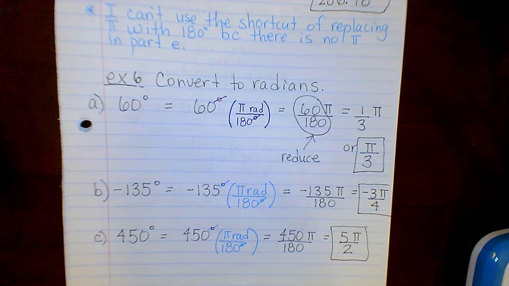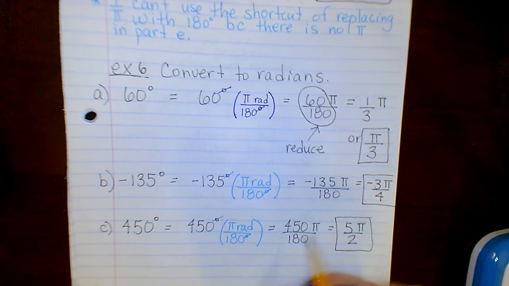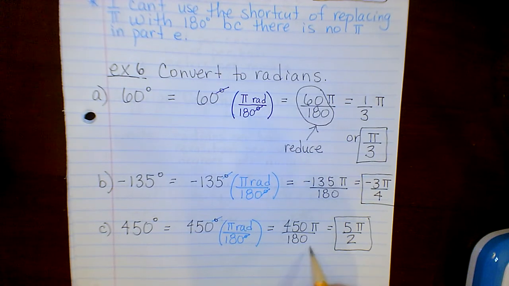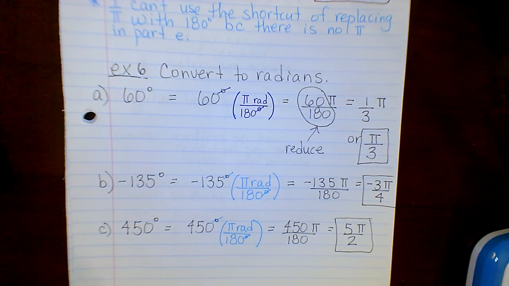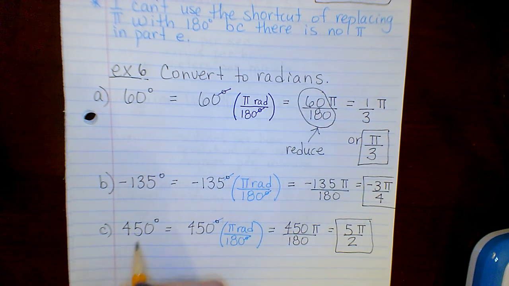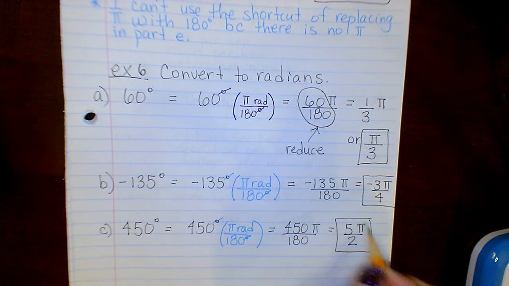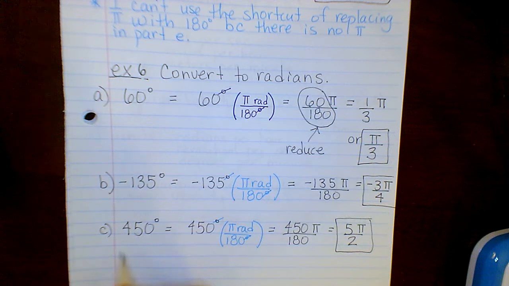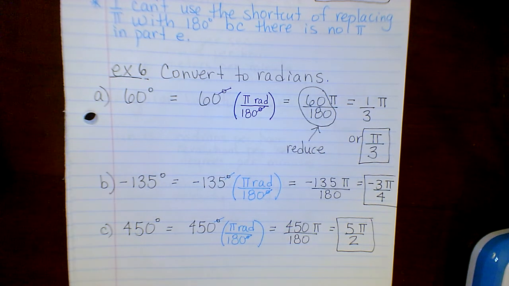Same thing with the 450. Use your calculator to reduce that. You'll get 5/2. Pi is along for the ride. Some students tell me that it's easier for them to convert from radians back to degrees. So they'll just throw 180 right here and then multiply that out, and divide by 2 and see if they get 450. You can totally do that if you want to.